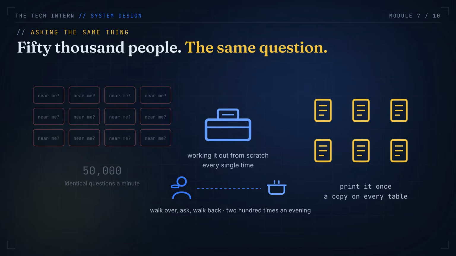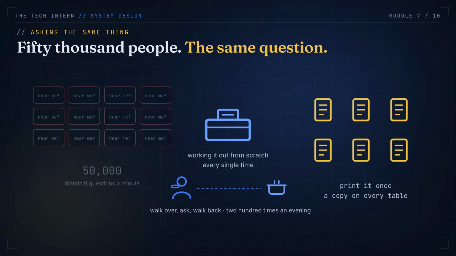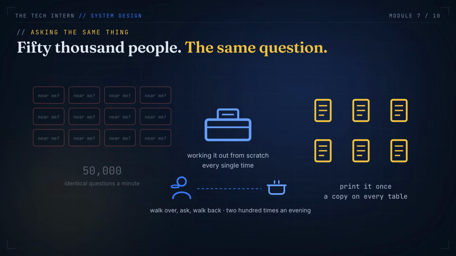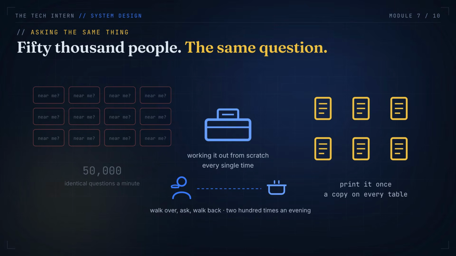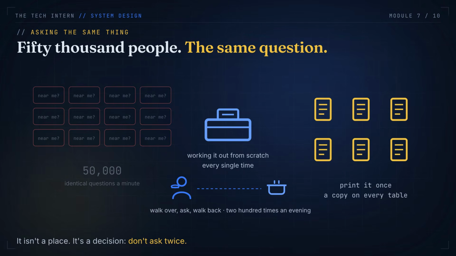That's a cache. And I want to be precise about what it is, because people think of it as a place. It isn't. A cache is a decision. Don't ask twice. Reading an answer you already have out of memory, instead of working it out again from disk, is routinely 10 to 100 times faster. Not 10%. 10 times.